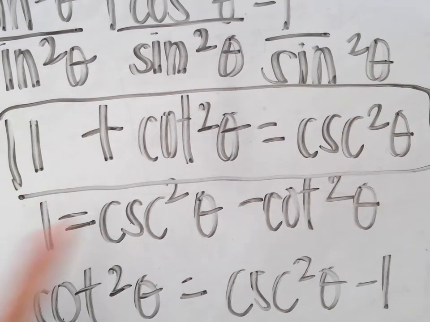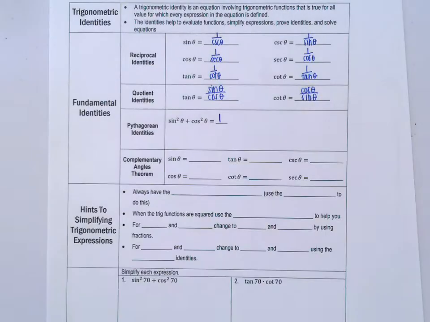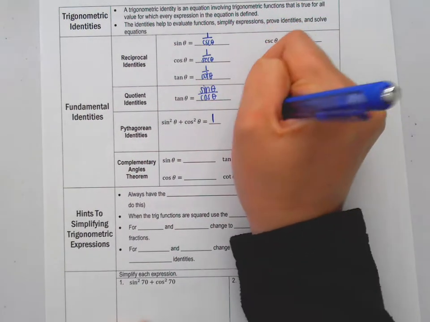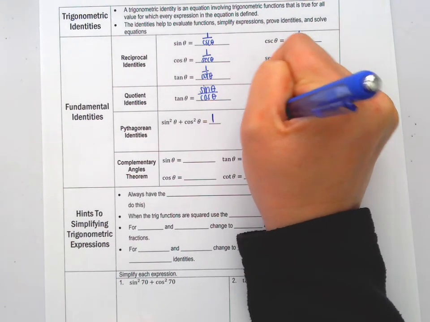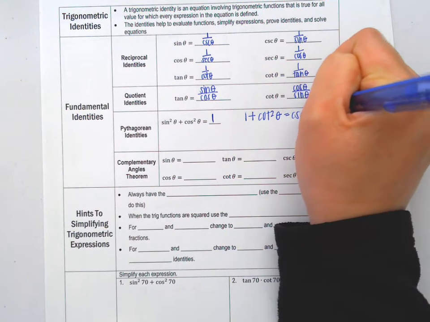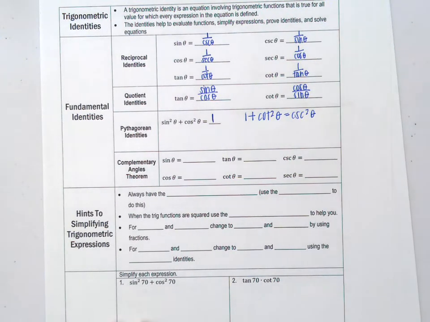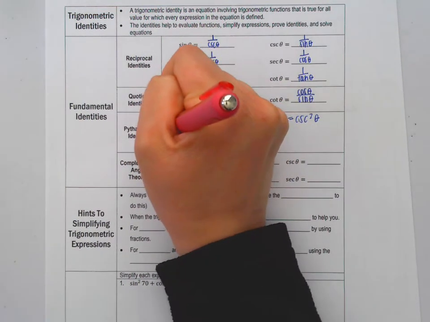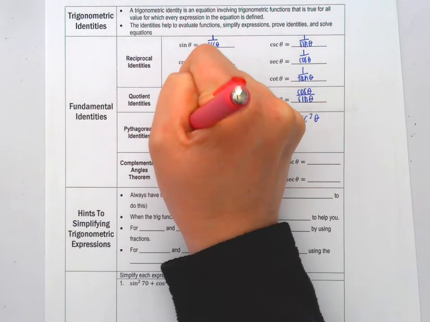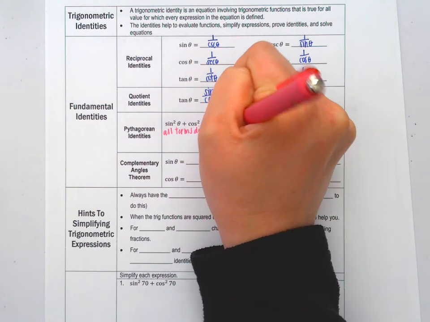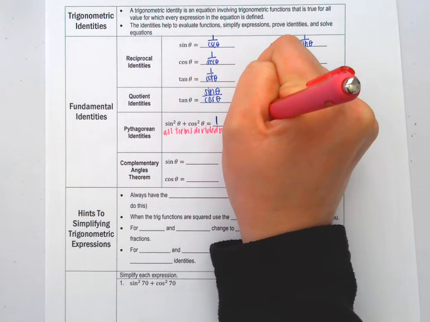But we're just going to write that one down for our notes, and then just know that you can manipulate them. So that one is going to be 1 plus cotangent squared theta equals cosecant squared theta. And if you're wondering in the future where in the world that came from, it's just all terms divided by sine theta to get here.